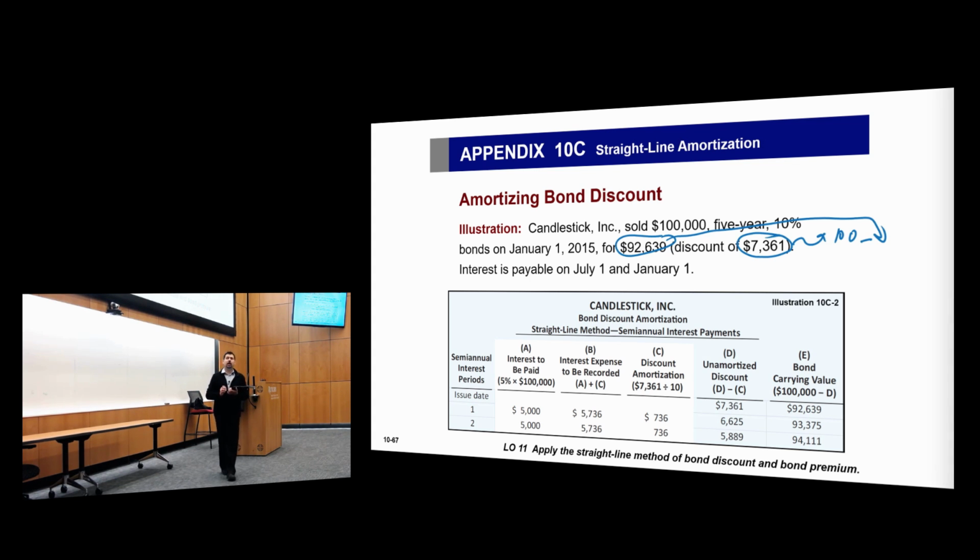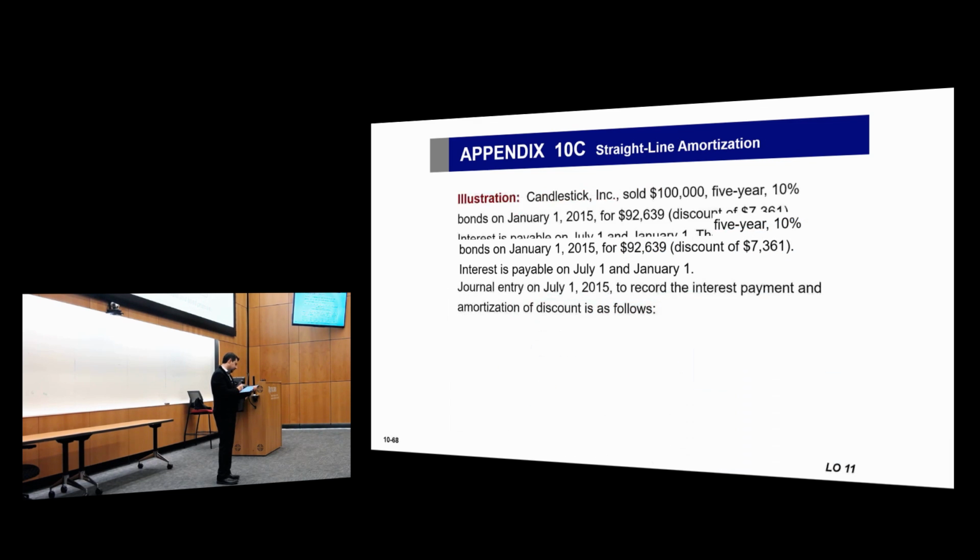Interest is payable on July 1st and January 1st. We have a bond discount of 7,361. It has a 5-year life, so 10 interest payments. We divide the bond discount by 10. In this case, it would be 736 for every payment.